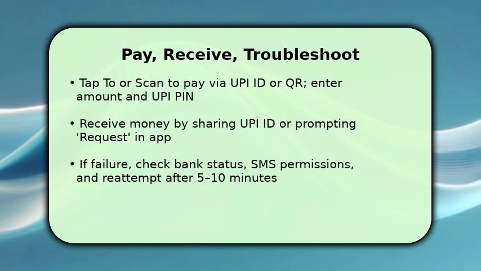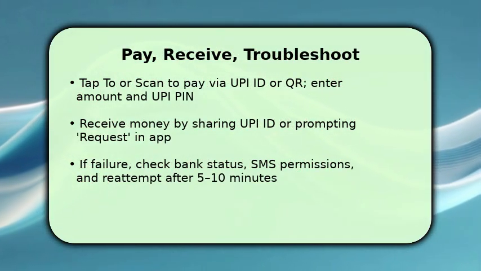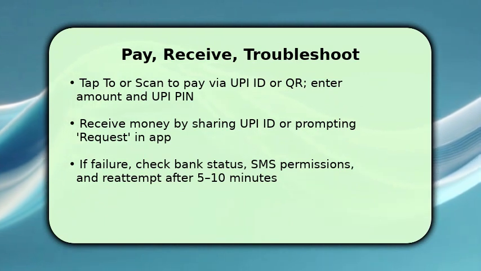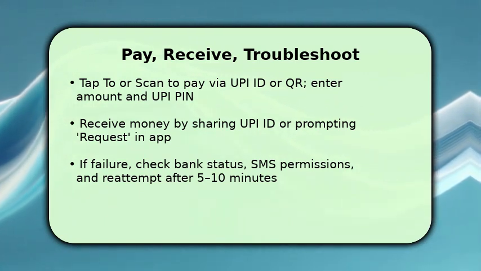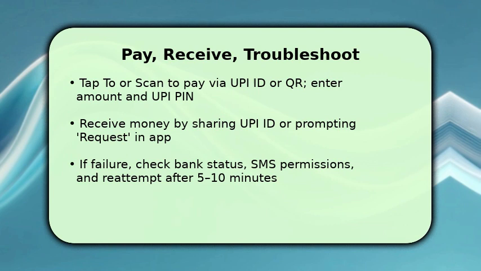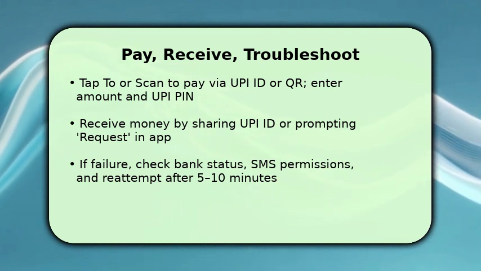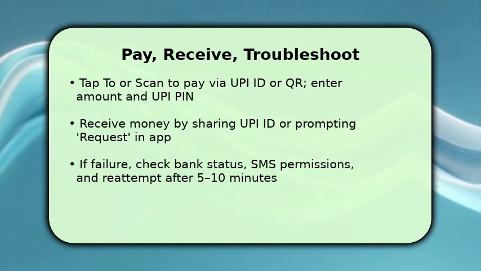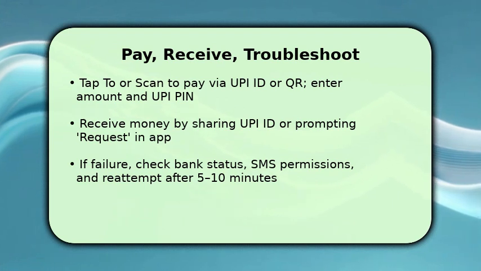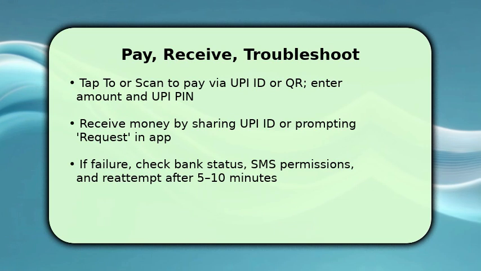You'll finish by making and accepting payments. To pay, tap To or Scan, enter the recipient's UPI ID or scan a QR code, type the amount, and confirm with your UPI PIN or Face ID. To receive, share your UPI ID or use Request. You'll see incoming transactions under History.